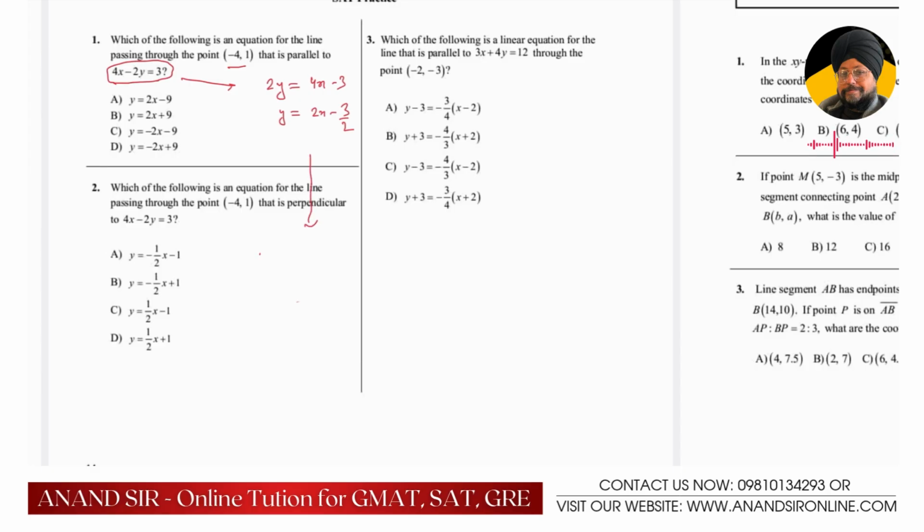Therefore, the second line which is parallel to this line will be of the form 2x plus constant. Now to find the constant, what I will do, I will put -4, 1 point in it. Means in place of x I will put -4, in place of y I will put 1. So I will get c equals to 9. Therefore, the equation is y is equal to 2x plus 9. So this is the correct answer.